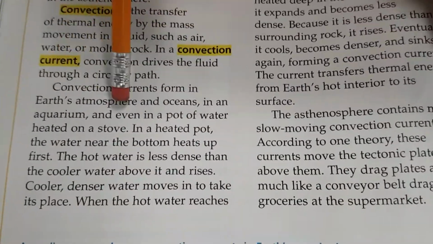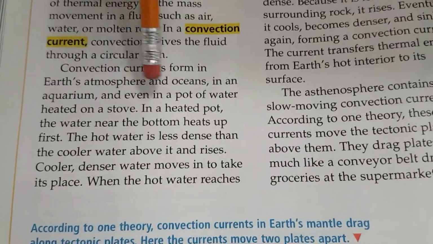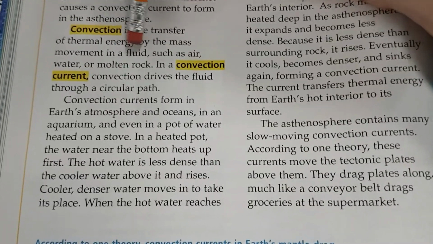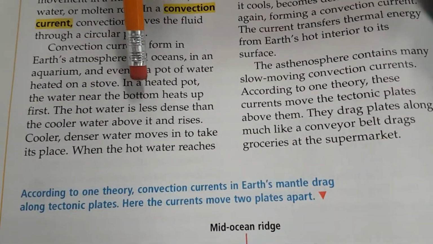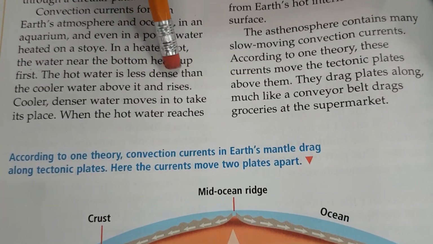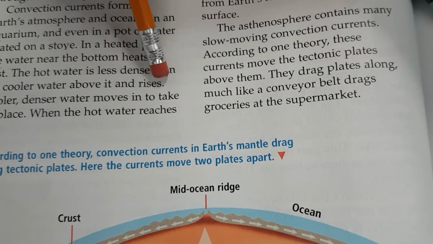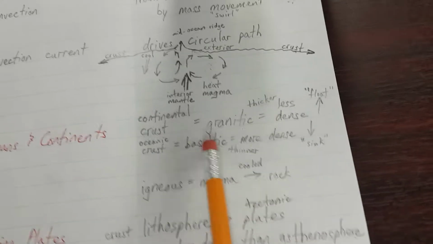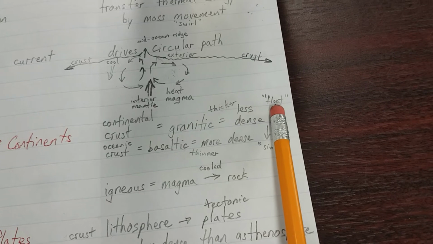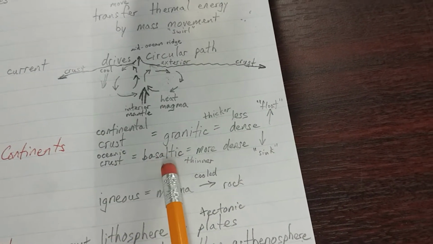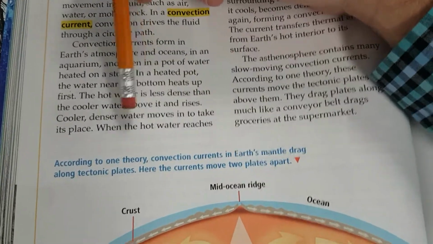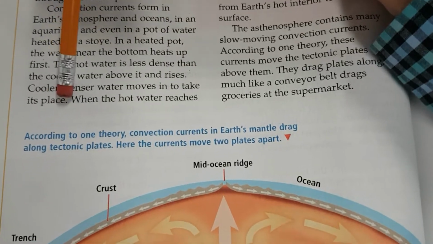Convection currents form in Earth's atmosphere, in oceans, in an aquarium, and even in a pot of water heated on a stove. Okay, so these convection currents happen with any fluids. In a heated pot, the water near the bottom heats up first. The hot water is less dense than the cooler water above it and rises. Okay, so we talked about that density, right? The granitic rock that's in the continental crust is less dense, and that kind of helps it float. The oceanic crust is basaltic. It's a little more dense, so it sinks. Cooler, denser water moves in to take its place.